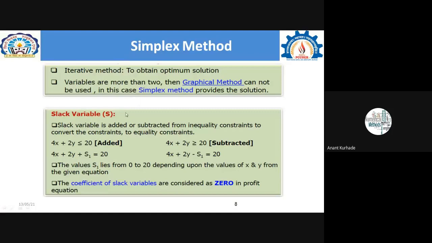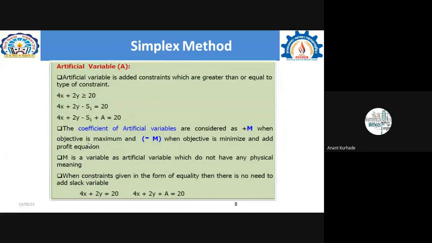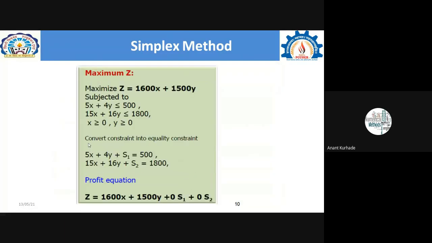Again, we move further. Remember this definition: a slack variable is added or subtracted from an inequality constraint. Now we will discuss artificial variables later. Now this is one simple problem. We will directly go through the problem so that you can understand the stepwise procedure. So few questions from my side. You have to answer these questions.